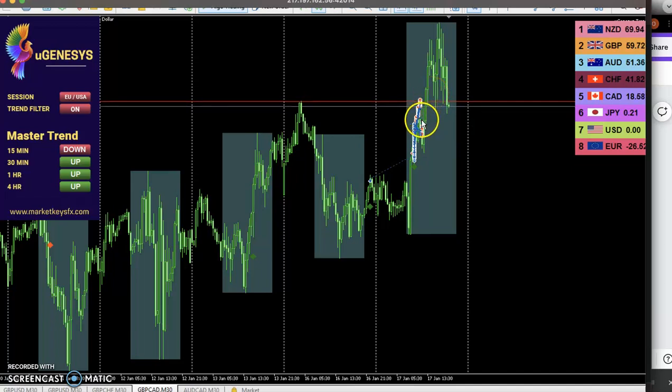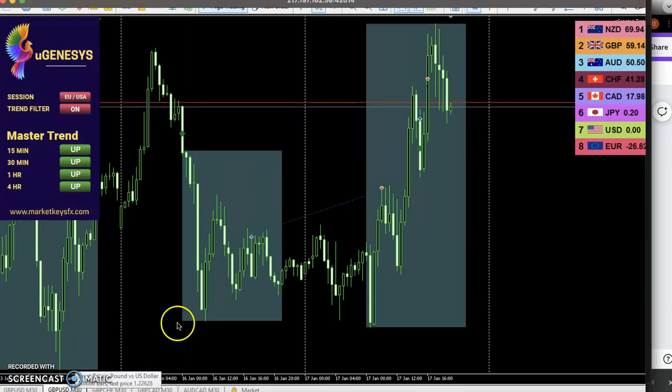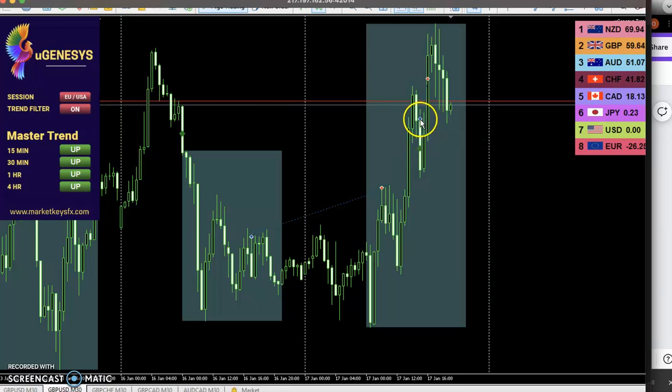Okay. And I think we also got GBP USD. Yes, we did. We entered a few buys. We had a buy right here, and we took our profit of 15 pips. And as you can see, GBP was strong and USD was weak.